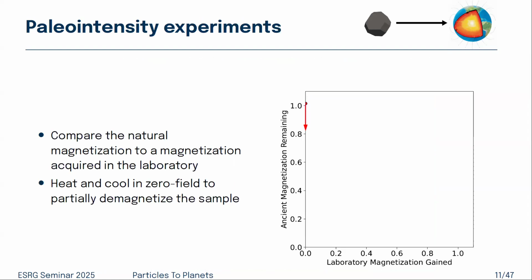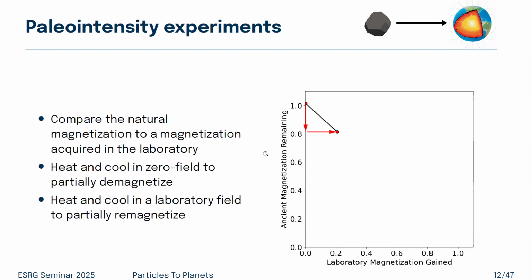So how does that work? Well, you know that the magnetization of the rock is proportional to the strength of the field that it was magnetized in. So the way to do this is to compare your natural magnetization to a magnetization that you've acquired in your lab. You start with a sample with a magnetization plotted at 1 on this axis, and then you heat and cool your sample in a zero field, which partially demagnetizes the sample, and we plot the magnetization remaining on this y-axis.